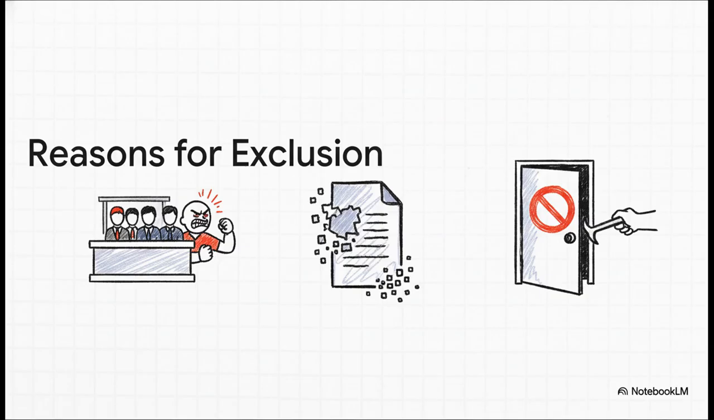Evidence might get tossed if it's prejudicial, meaning it unfairly biases the jury. Or, of course, if it was obtained illegally without a proper warrant. But for digital forensics, the biggest, most common hurdle is proving that the evidence is reliable.